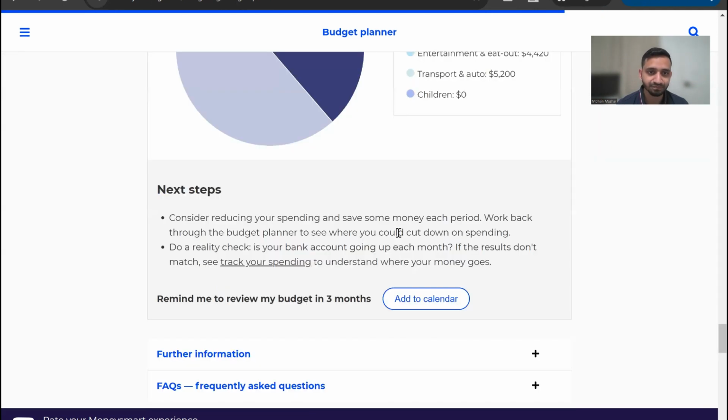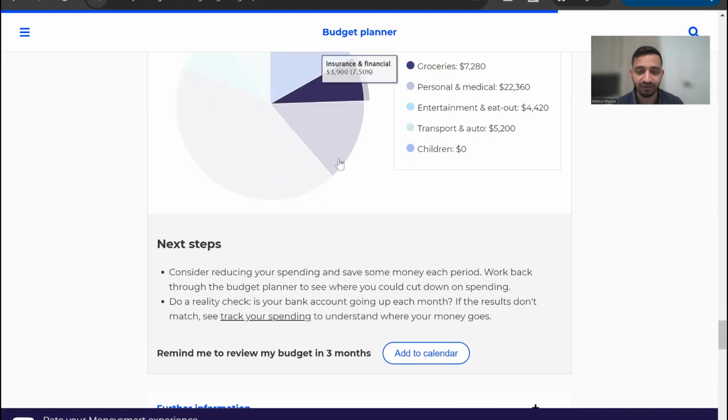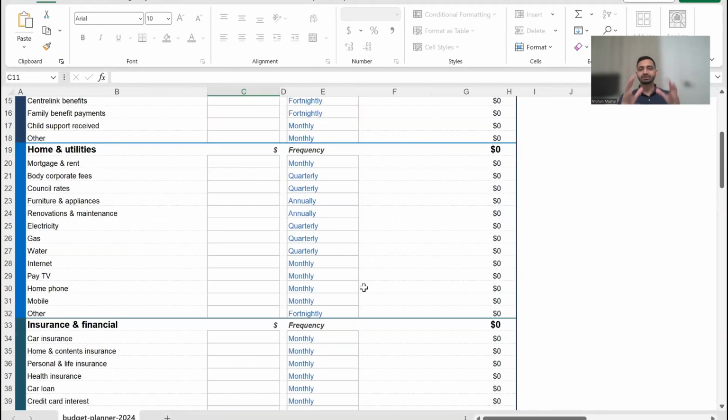For example, consider reducing your spending and save more money. Each period, work back through the budget planner to see where you could cut spending. Do a reality check: is your bank account going up each month? If results don't match, track your spending. Okay, so remind me to review my budget in 3 months. I think it's a very good thing to review your budget every 3 months. But if you're not doing that, do it at least once a year, and have an Excel file like this to make sure that you are planning and have a budget every year, because what happens is that you plan your budget, you forget about it, and then you start spending money.